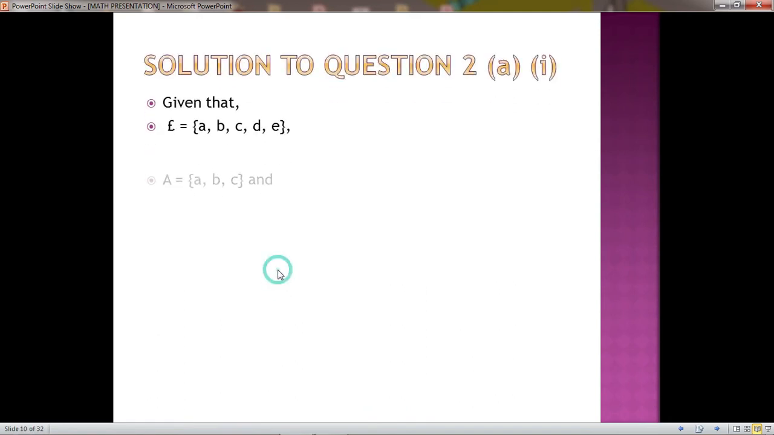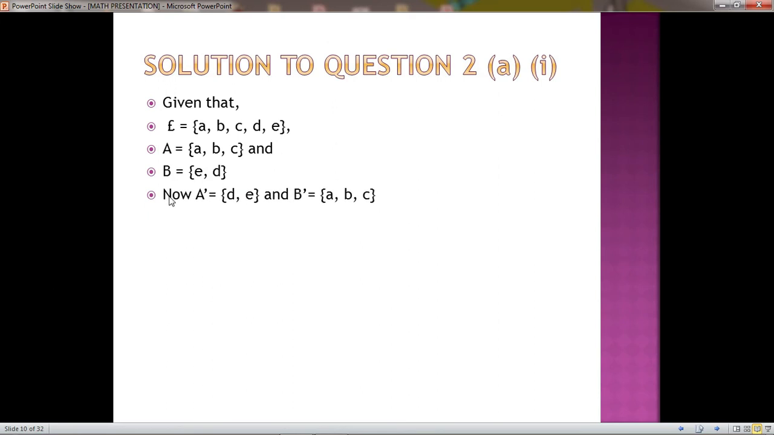Given the universal set, set A is that much and set B is that much as well. Now let's find A complement. The A complement by definition is those elements which are not available in set A but available in the universal set. So for this case, A complement is D, E, and B complement, those elements not available in set B but available in the universal set, is A, B, and C.